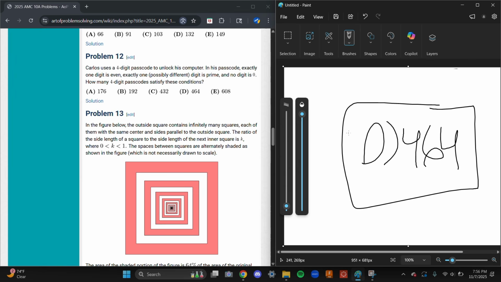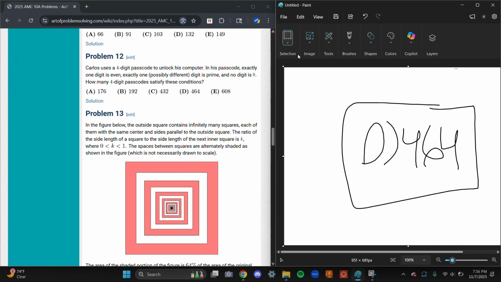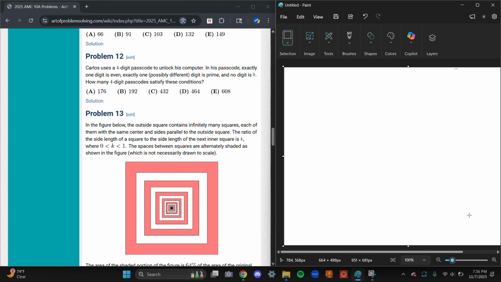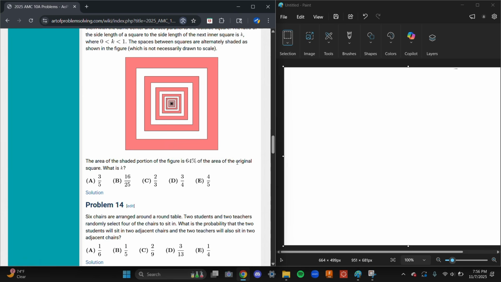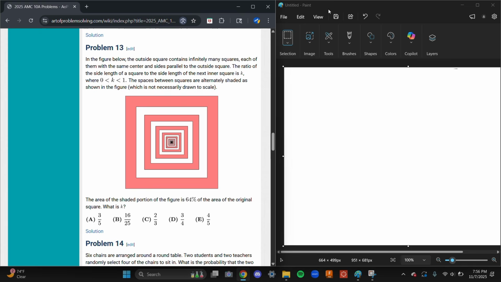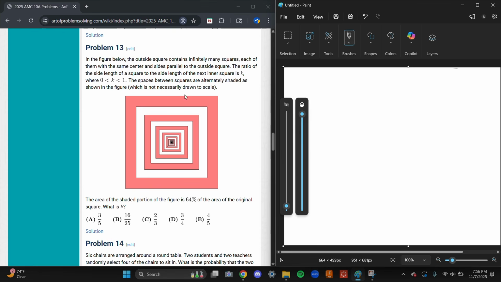Okay, now let's move on to problem 13. I know that this problem actually tripped up a lot of people because it was just so unusual to have in the early 15 problems, and it was an infinite geometric sequence. So let's dive into those ways now, right?